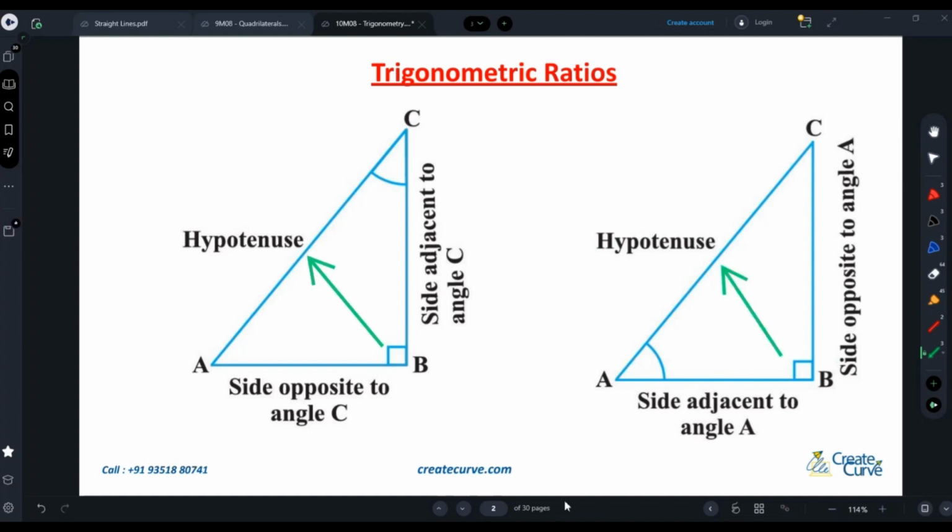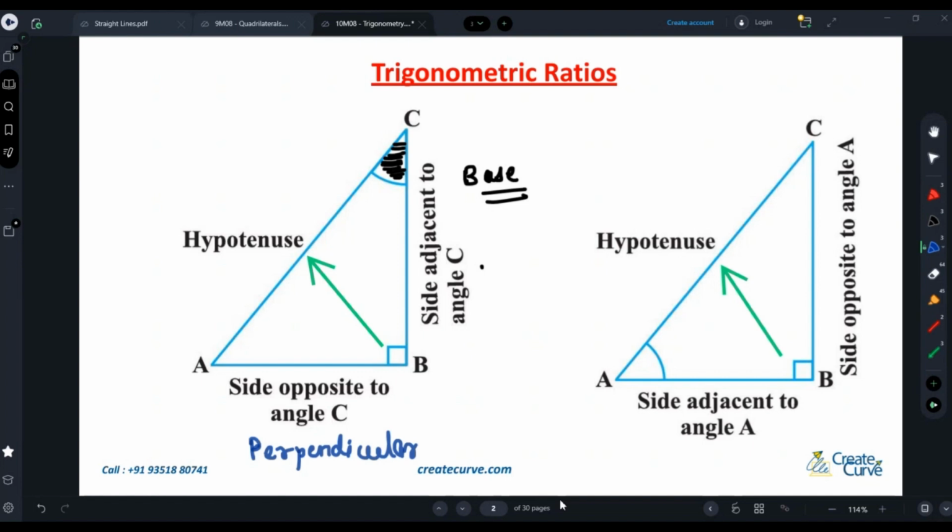Now, if I am talking about perpendicular and base, it is not fixed. It depends upon which angle the question is asking about. For example, suppose a question is talking about angle C. Whichever angle the question is talking about, one thing is for sure: the angle will be between the hypotenuse and the base, always. Hypotenuse is fixed, the other side will always be the base, which we call the side adjacent to the angle C. And the side opposite is basically the height or the perpendicular.